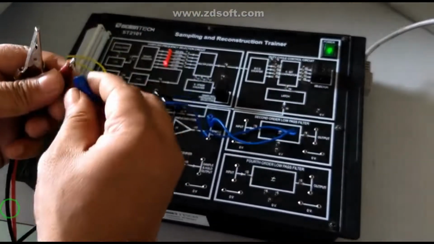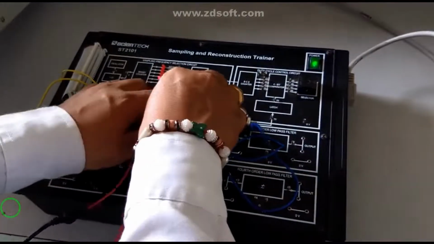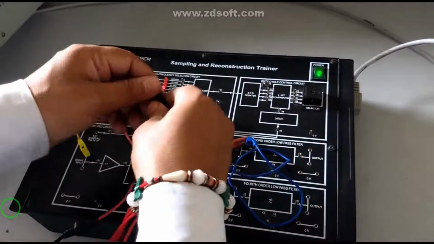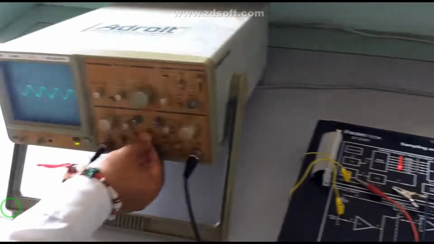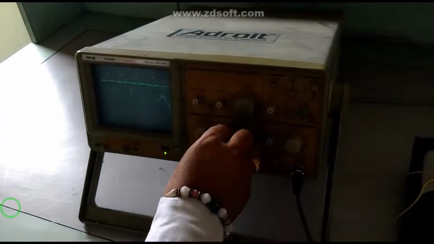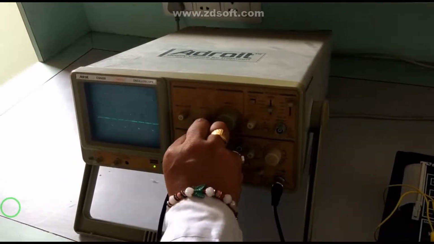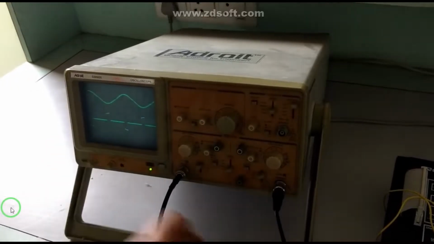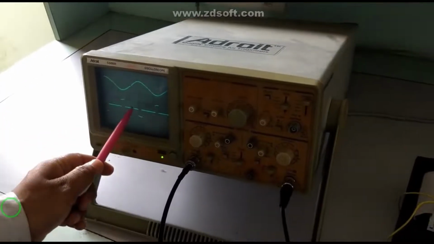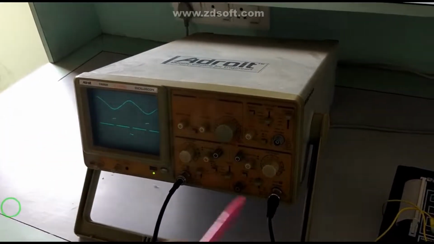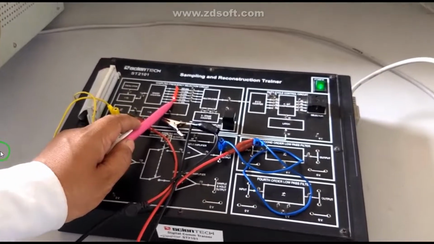We have connected it to the second channel. So make it dual. So you can see the above signal is your analog wave, and this signal is your sampled signal. And you can see on the kit, the sampling frequency is 20 kilohertz.